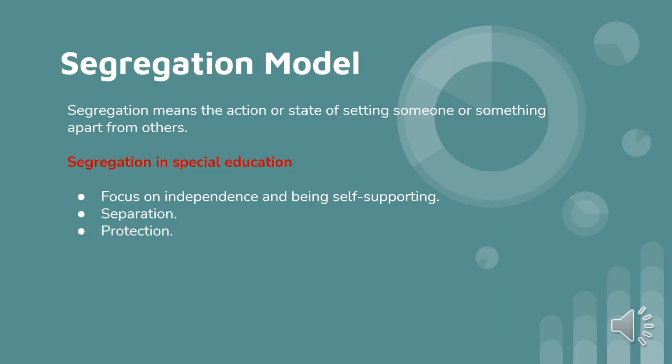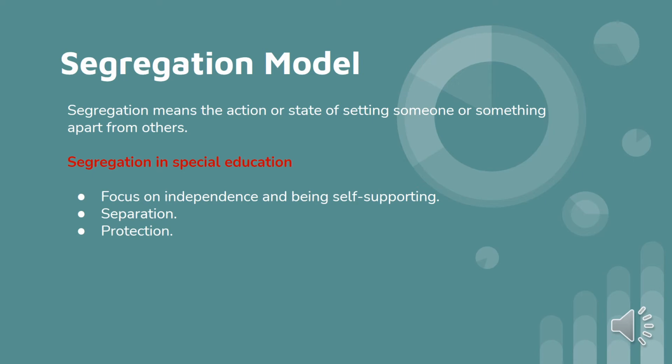Segregation model. Segregation means the action or state of setting someone or something apart from others. Segregation in special education focuses on independence and being self-supporting. Focusing on employment skills means that some kids get substandard education. It also means that some school districts have disabled children clean the cafeteria, wash dishes, wipe tables, and collect recycling.